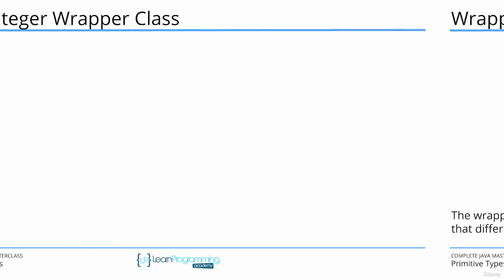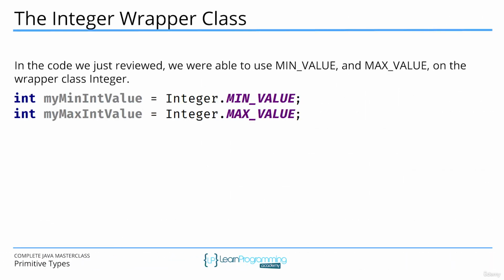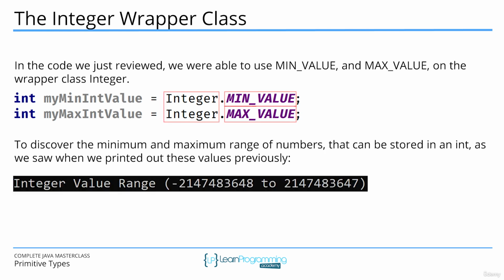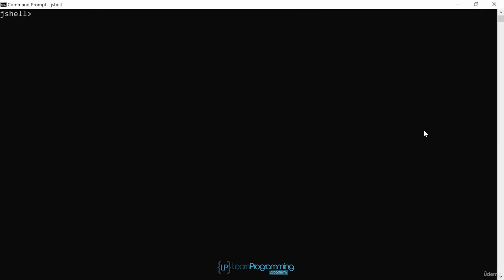In the code we just reviewed, we were able to use MIN_VALUE and MAX_VALUE on the wrapper class Integer to discover the minimum and maximum range of numbers that can be stored in an int, as we saw when we printed out these values previously. MIN_VALUE is the smallest value we can set an int to, and MAX_VALUE is the biggest. Just to confirm that, let's try adding just one to the max value and see what happens.